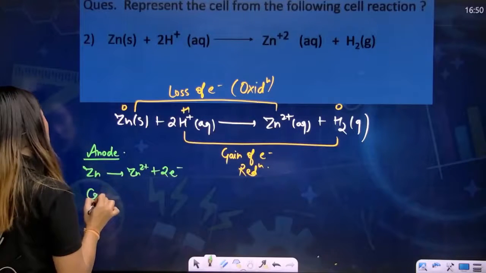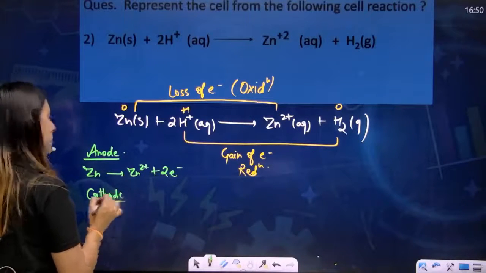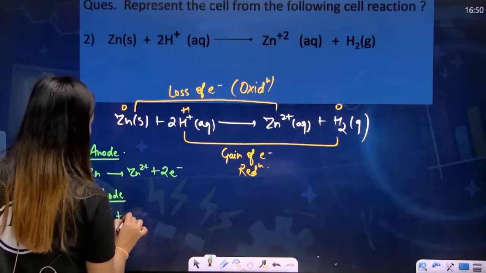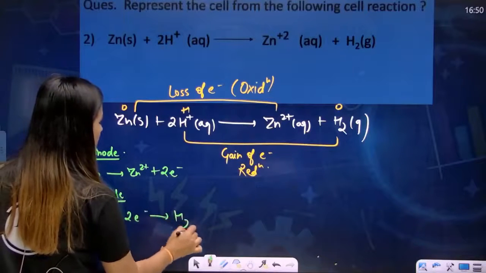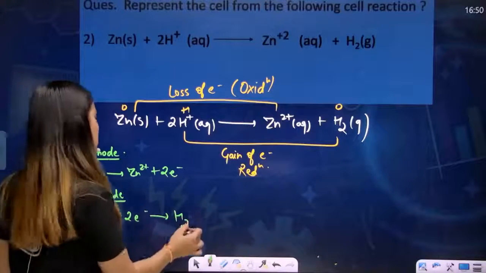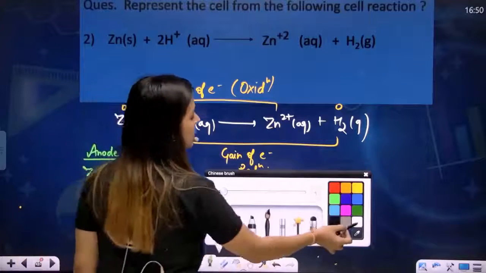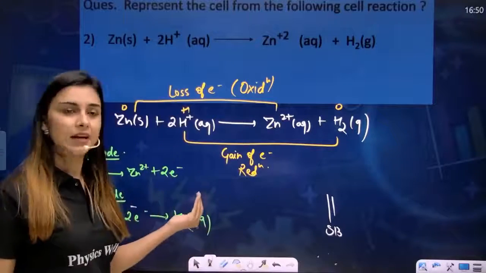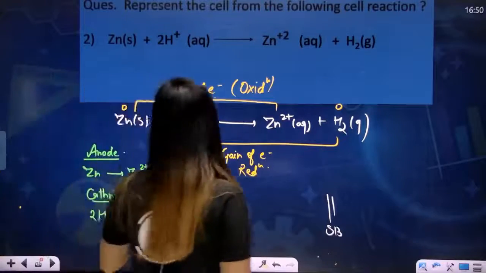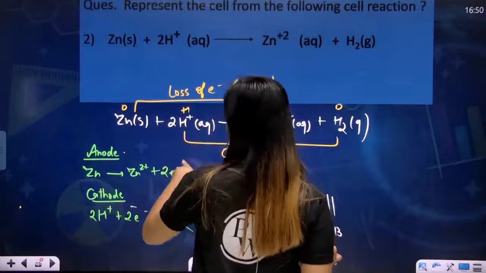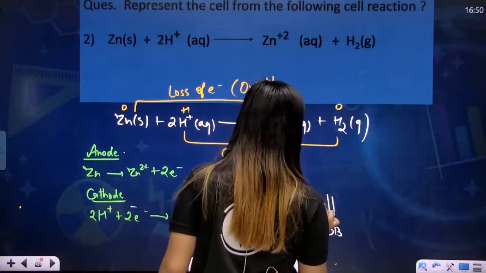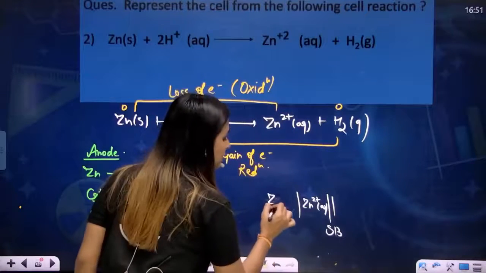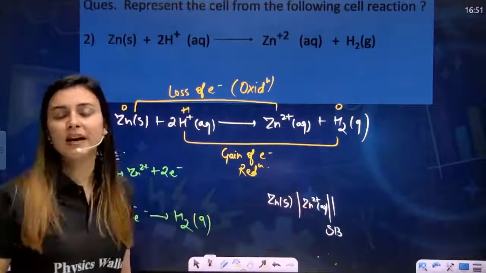If you talk about cathode, then reduction is taking place. What is happening? You have H2, so 2H plus plus 2 electrons gives you H2, right? Yes. So now you need to represent the cell. You will add a salt bridge, and to the left hand side you will write the anodic reactions. Your anodic reaction is zinc 2 plus aqueous, then you have zinc solid. This time you have zinc solid, so you need not write a platinum electrode.